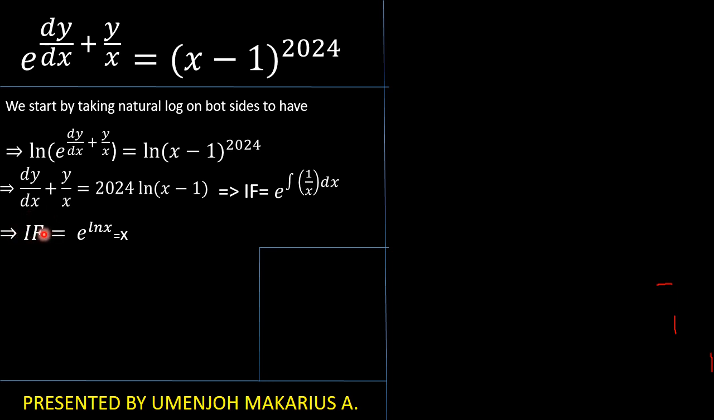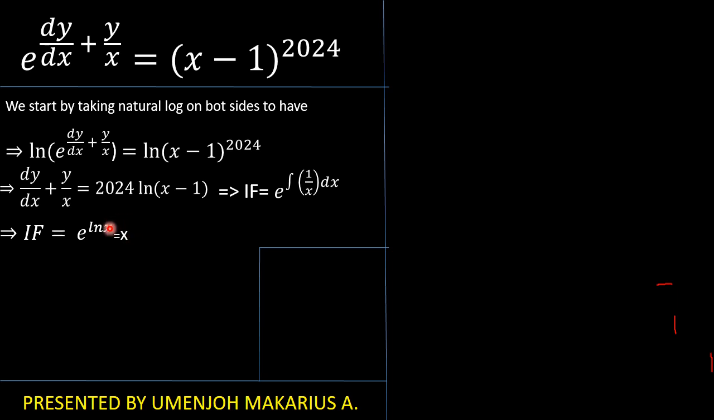So we have the integrating factor IF equal to e raised to the power ln of x, and we know that e and the ln can cancel, right? So we simply have x as our result. Good. So this is our integrating factor, x.